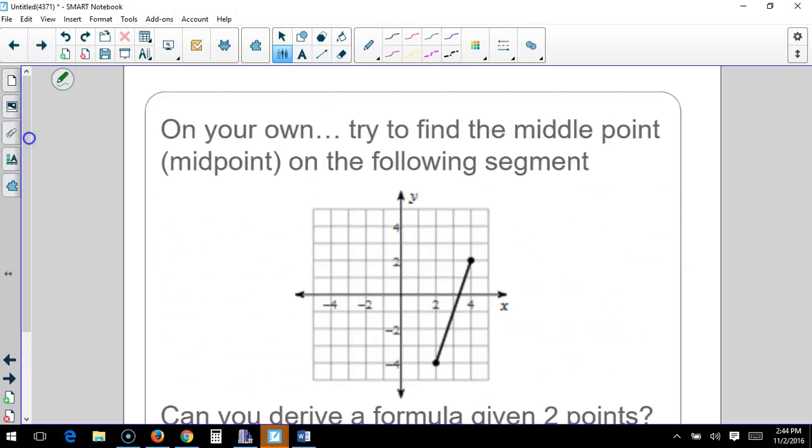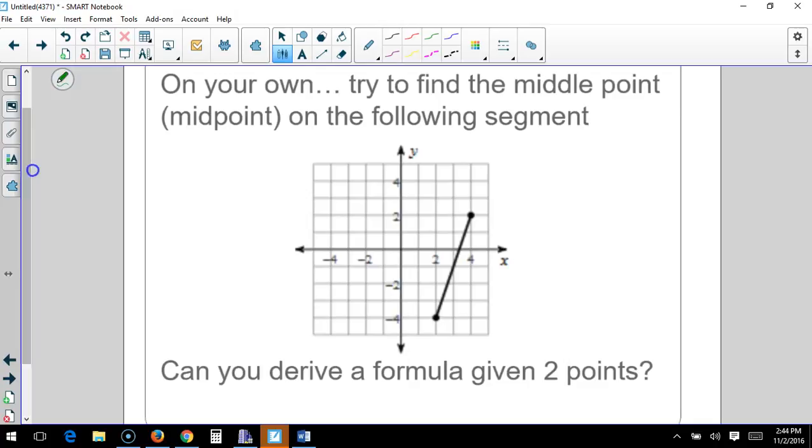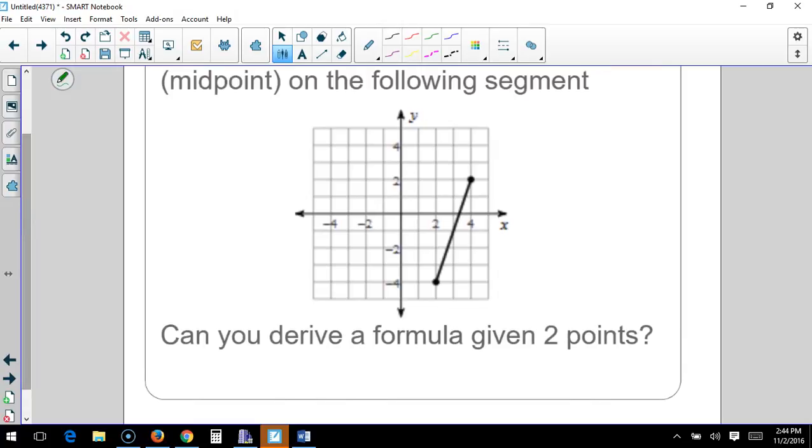On your own, try to find the midpoints on the following segments. Well, this one is over here at 4, 2. And this one is at 2, negative 4. If I had to say where the midpoint is, it looks like approximately right there. So I'm just going to estimate myself. Maybe you have the same thing, maybe you have something different. I'm going to say 3, negative 1.